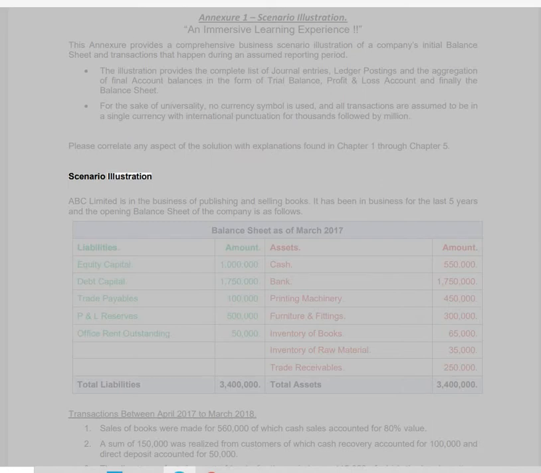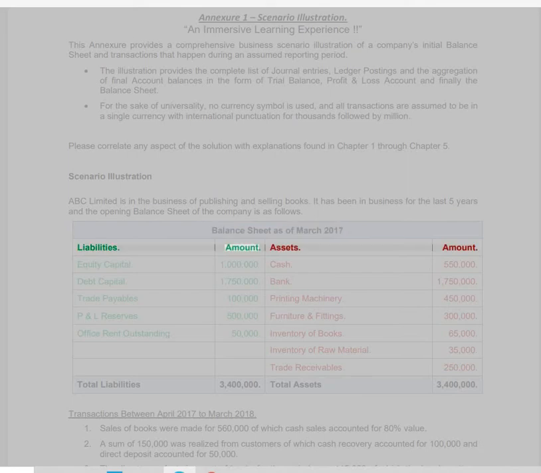Scenario Illustration. ABC Limited is in the business of publishing and selling books. It has been in business for the last 5 years, and the opening balance sheet of the company is as follows. Balance sheet as of March 2017.